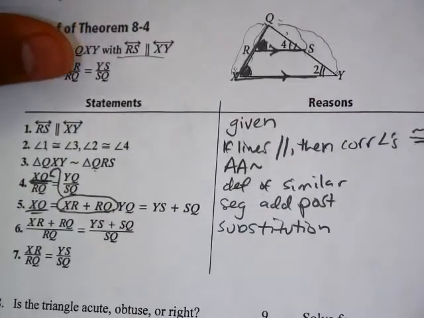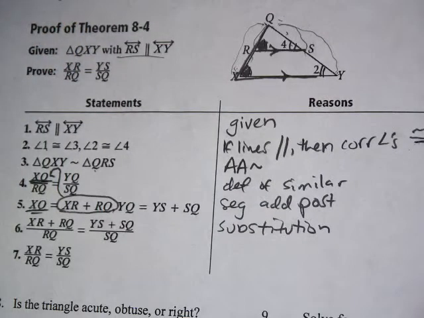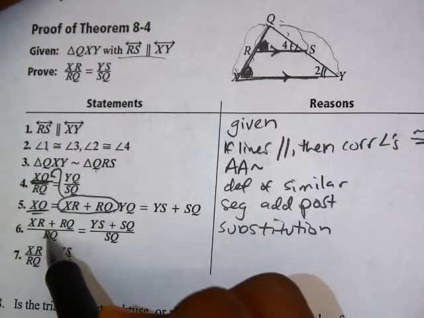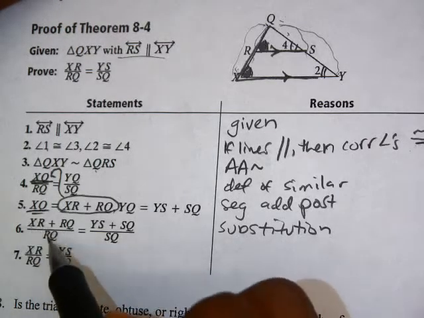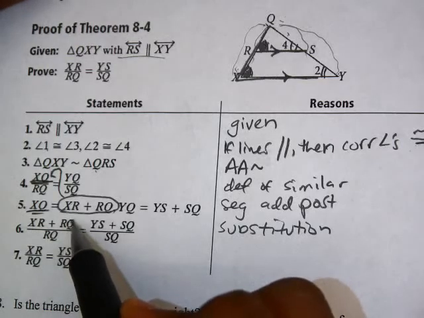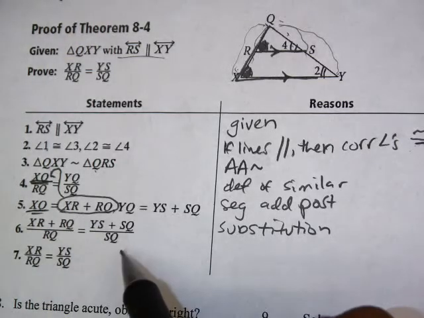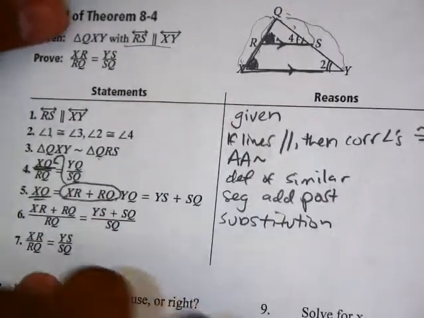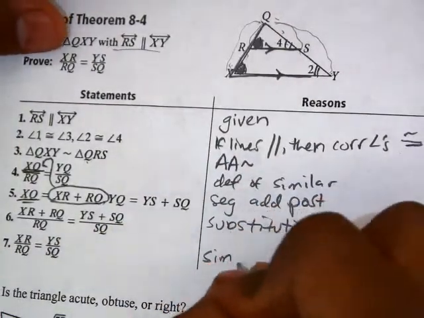And lastly, in 7, they split this into two parts, two fractions, XR over RQ and RQ over RQ. Those RQs reduce to 1. Same thing with SQ. Subtracting 1 from both sides gets you this result. And we're just going to go with simplify.